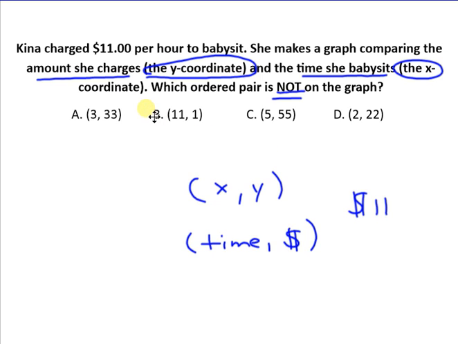So the answer is B. It would not be possible for her to work 11 hours and charge $1 total. If she worked 3 hours, she would earn $33, 5 hours, $55, 2 hours, $22, but B would not make sense.